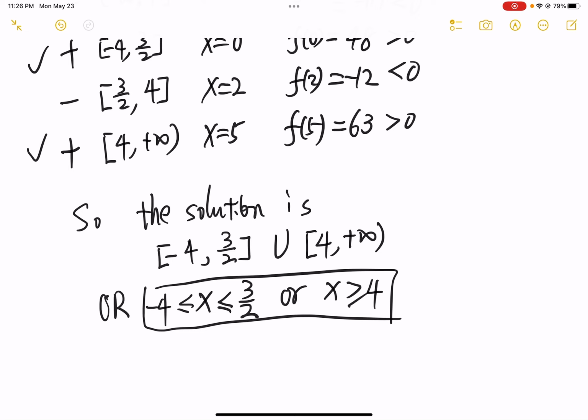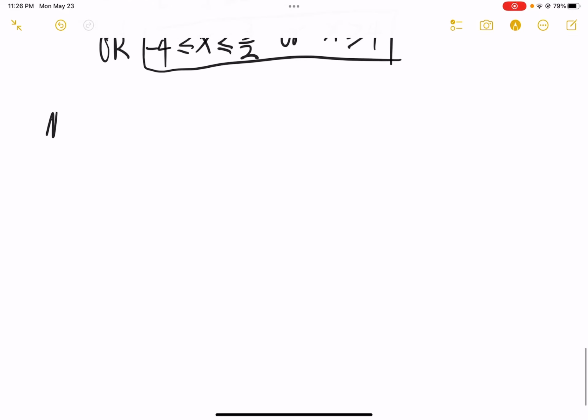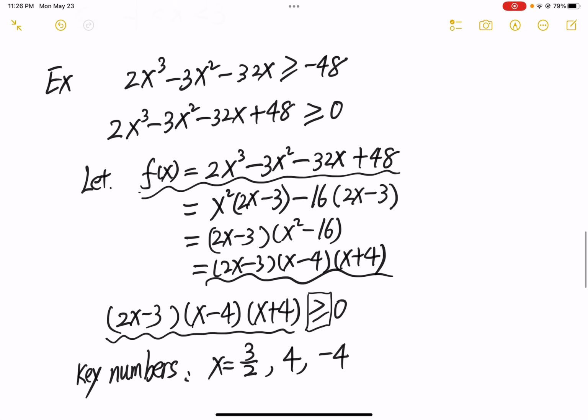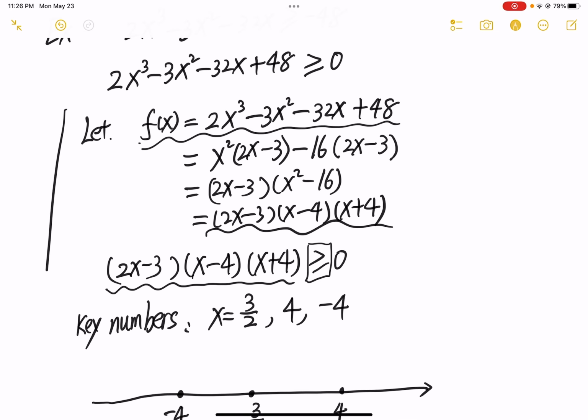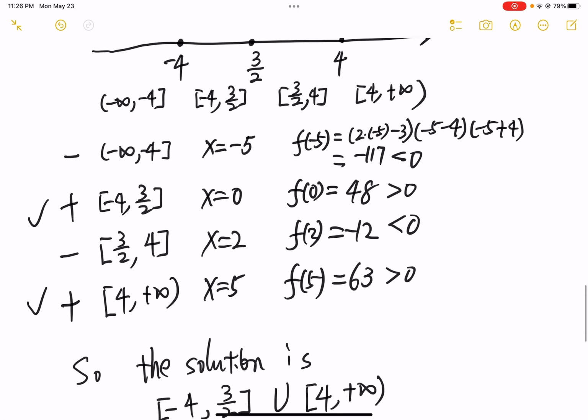Of course, you can use the graph method. Let's write down the graph method. No matter which method you use, you always need to find the zeros, right? So these steps are always the same. The only difference with the graphing method is that you don't need to find the test value, because we just sketch the graph. We know from the graph which part is positive: above the x-axis is positive, below the x-axis is negative.